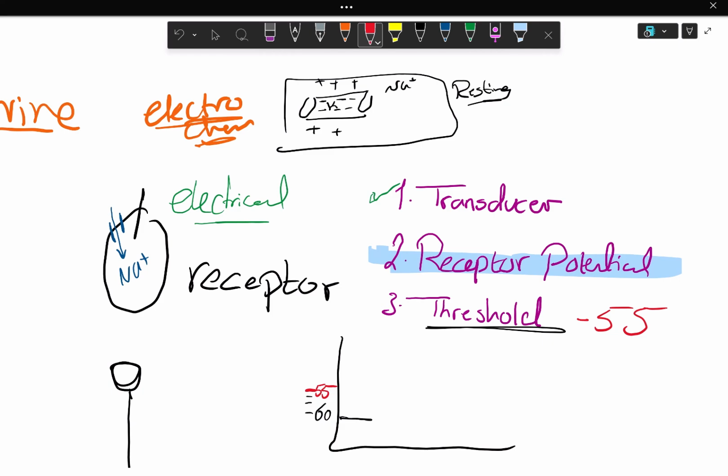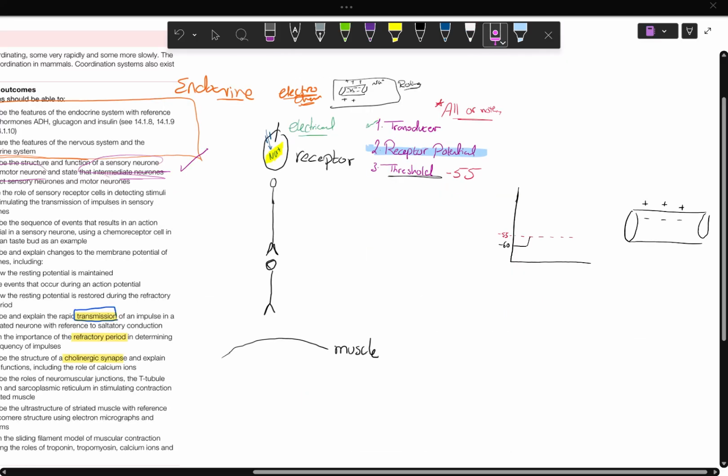Now the action potential starts. As long as we're below this negative 55, nothing will happen. The receptor potential will disappear and you will not sense this. This happens when you get pricked or something sticks to you and you do not feel it. Why? Because it wasn't strong enough to make you feel it. After we have the receptor potential, how do we generate an action potential?